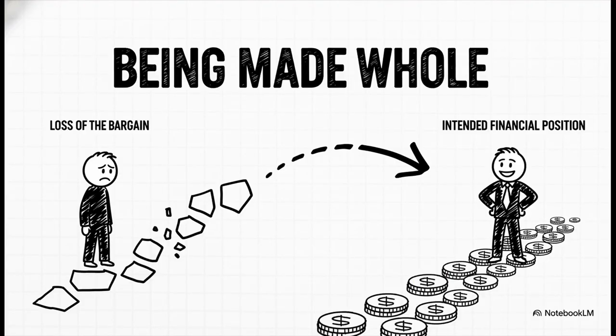Now, the big idea here is really simple, but it's also incredibly powerful. The goal of these damages is not to punish the person who broke the promise. It's all about compensating the other person for the loss of the bargain. The law basically wants to hit a rewind button and then fast forward you to the exact financial position you would have been in if the deal had gone through perfectly.